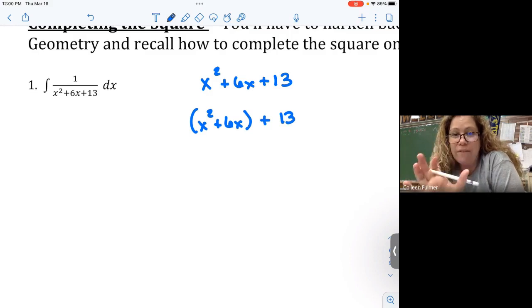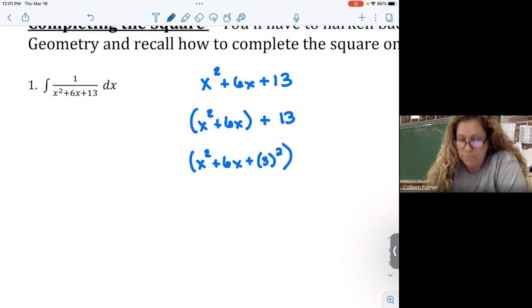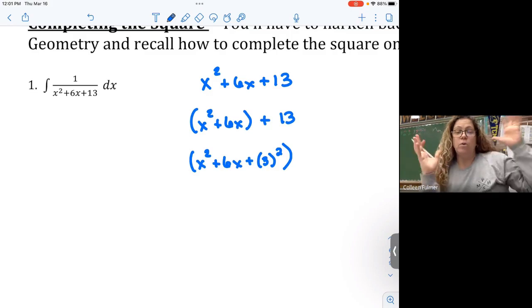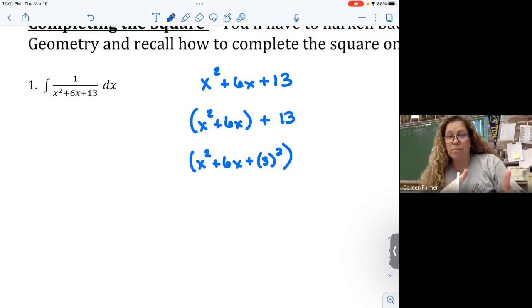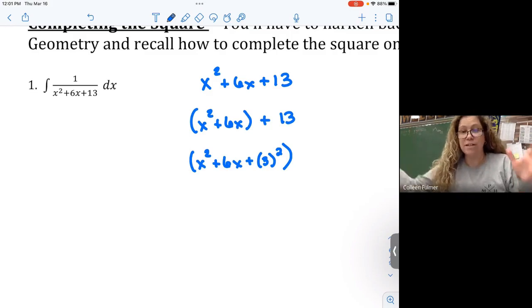Remember, I want to take half of my b term. So b in this case is positive 6. Half of that is 3. So I'm going to get x squared plus 6x plus 3 squared. Okay, now remember, we just added 9 to this problem. Normally, we would add 9 to the other side of the equal sign to keep everything balanced, but we don't have an equal sign here.